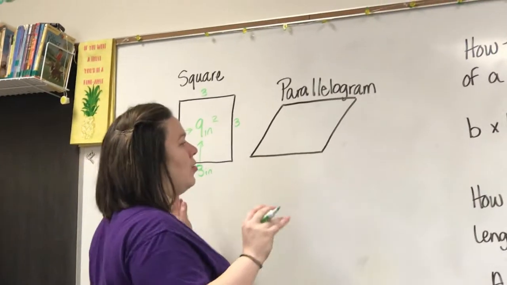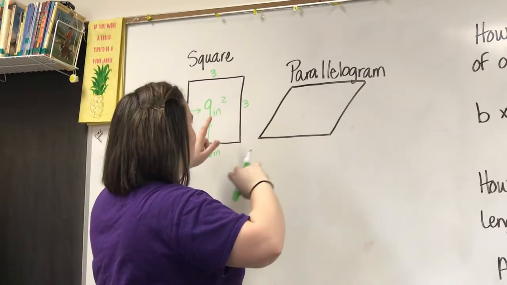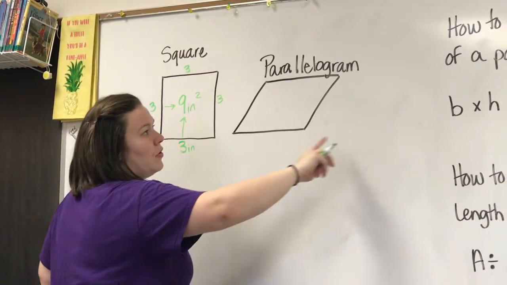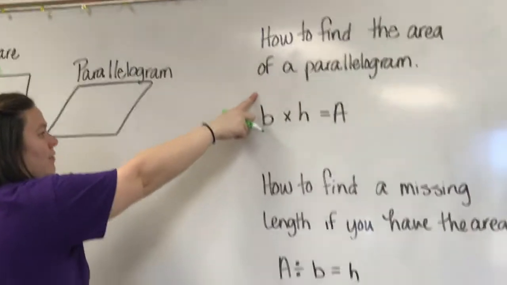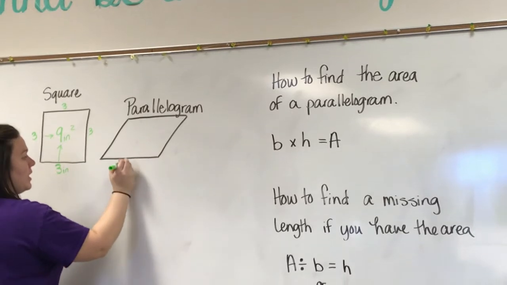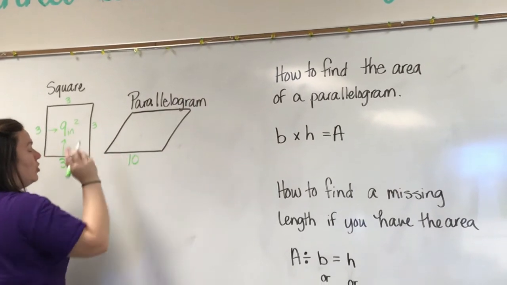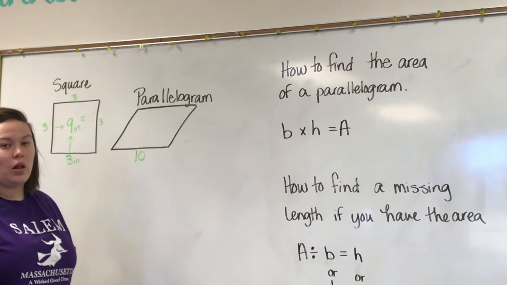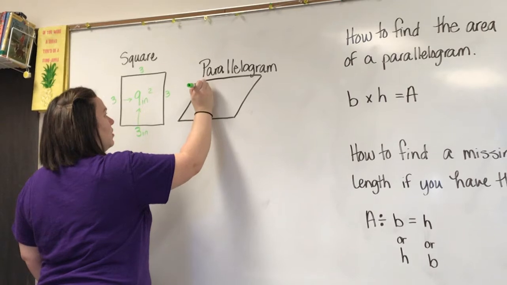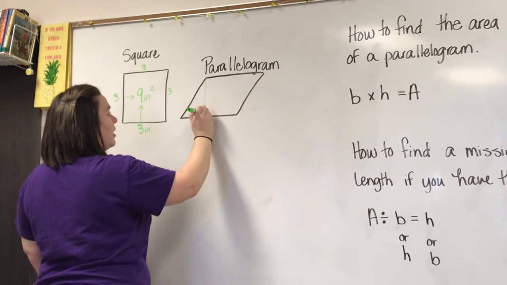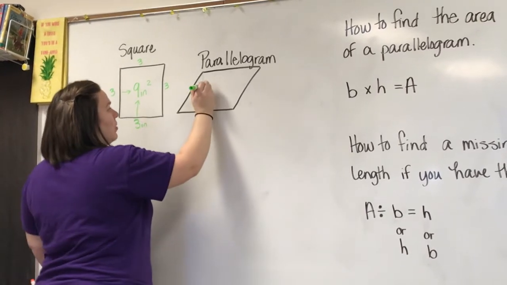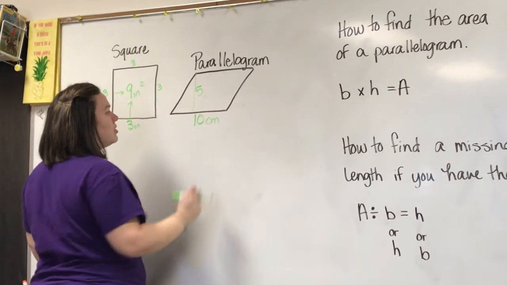A parallelogram is just a rectangle or a square on its side. And if you look over here, it says how to find the area of a parallelogram. You have your base times your height equals your area. Your base, let's just say it's 10. Your height will always be the dotted line, okay? The dotted line is the part that goes straight up and down. Let's say that's gonna be 5. Let's label this centimeters, okay?